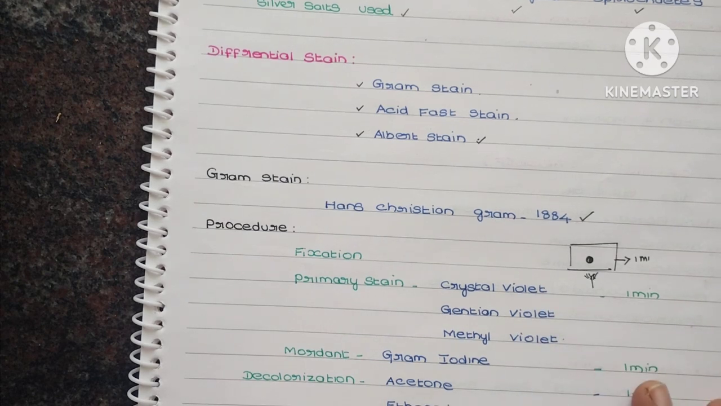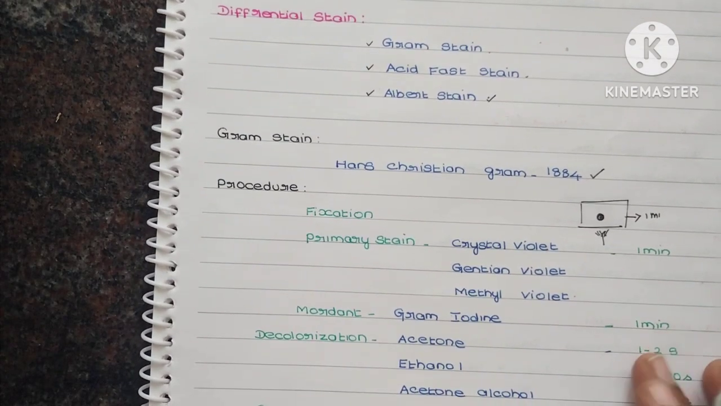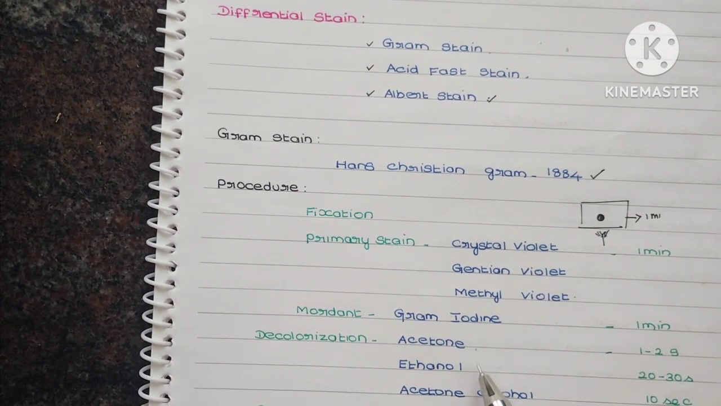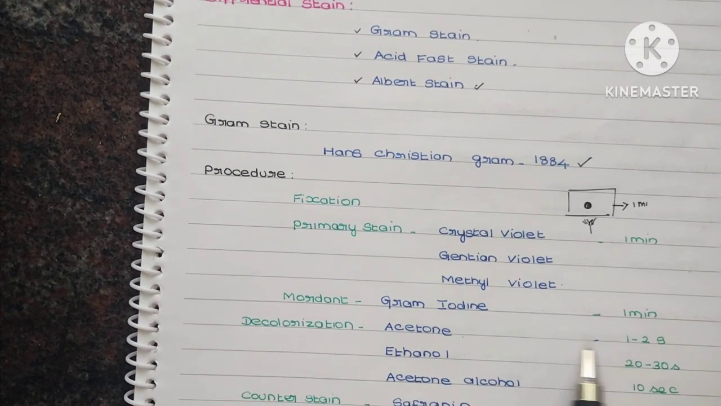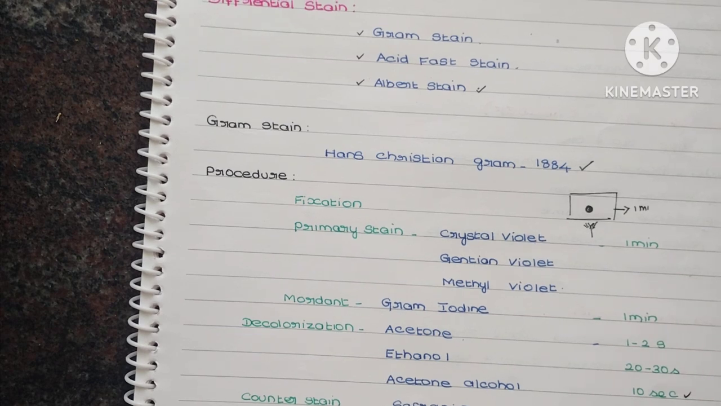So the next, third step is decolorization, in which we'll be using acetone, ethanol, or acetone alcohol. Acetone for 2 seconds, ethanol for 20 to 30 seconds, and acetone alcohol for 10 seconds. But what we'll most commonly be using in our lab is acetone, for 1 to 2 seconds, okay.